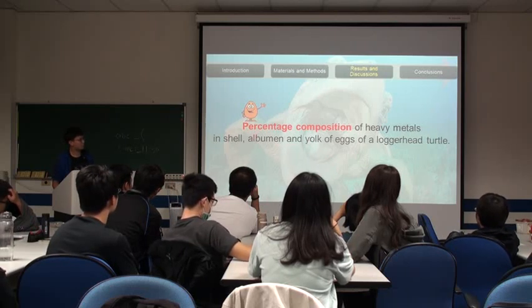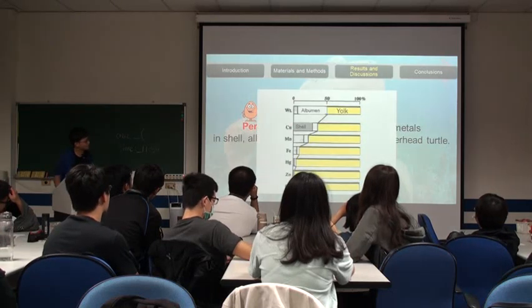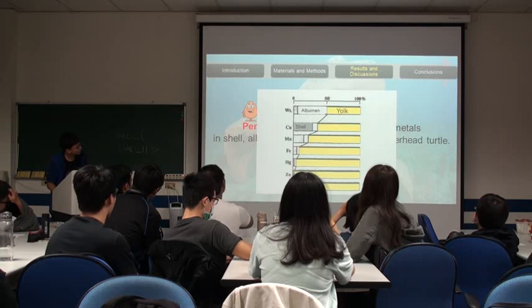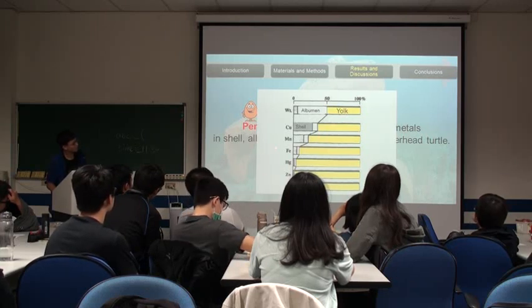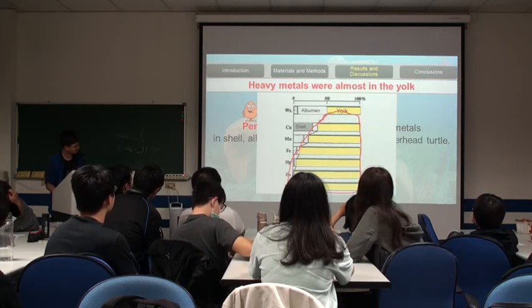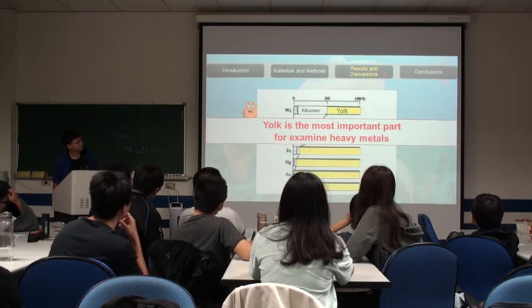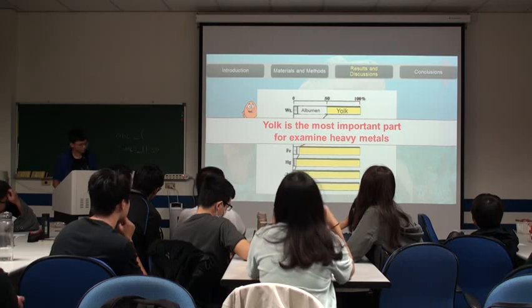in shell, albumen, and yolk of eggs of loggerhead turtle. And see this picture, we can see that almost every heavy metal is in the yolk. And we can say that yolk is the most important part for excreting heavy metals.